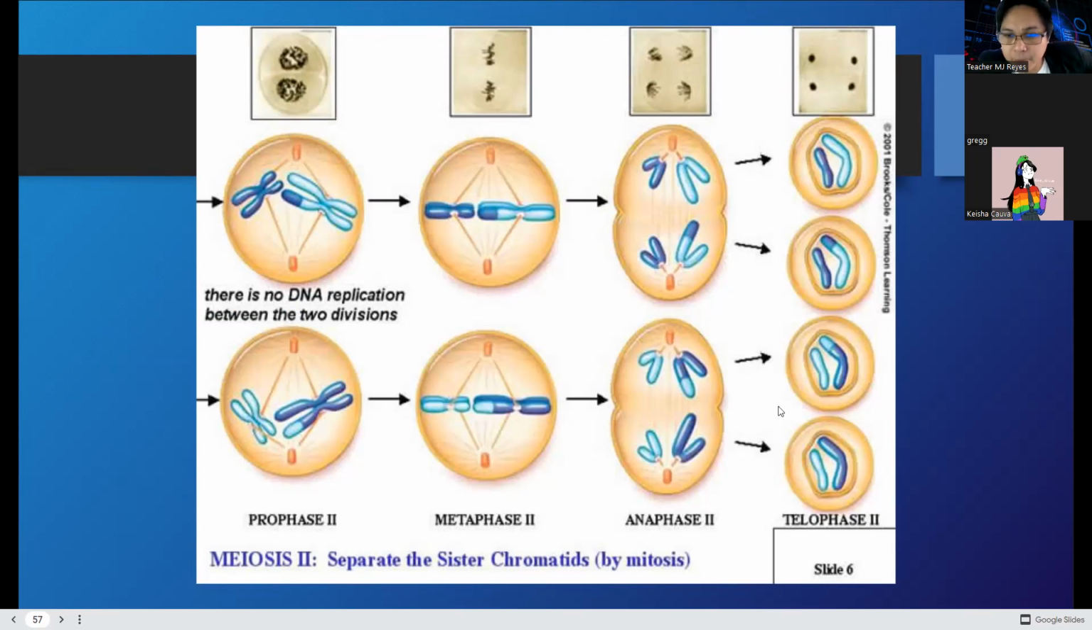And telophase happens when they separate. Building up, they build again another cellular membrane. And we end up with 4 daughter cells. So the result of mitosis is 2 daughter cells, while the result of meiosis is 4 daughter cells.